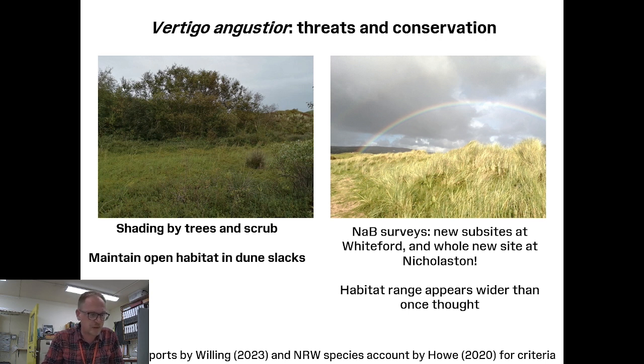There's a rainbow there, which came out at the end of that really wet day, which was great to see, and that kind of exemplifies the way the results have been going so far. We found lots of new subsites for this species at Whitford, and Martin even found a whole new site for it at Nicholaston Burrows on the Gower. It's also excellent to find out that the habitat range for this species is a bit wider than we once thought. It probably means the populations are larger and a bit more robust, but there's still more to come on that.